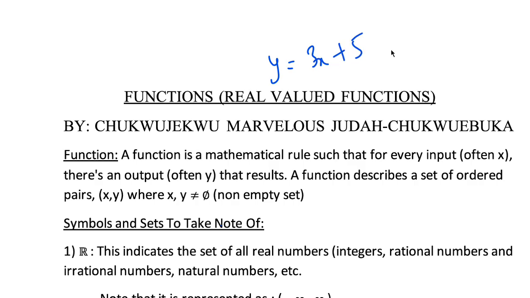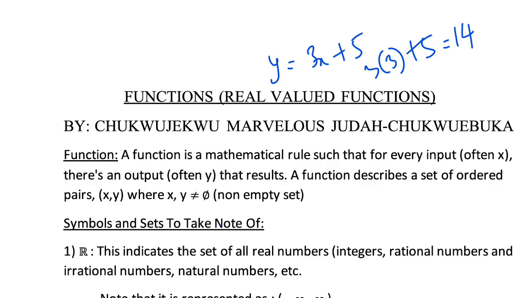So for an input, let's say 3: 3 times 3 plus 5, that's 9 plus 5, that's going to give us 14. We have an output right there. You get it? So another thing to note here is that a function is a set of ordered pairs, right? It describes a set of ordered pairs where x and y are non-empty sets, right?